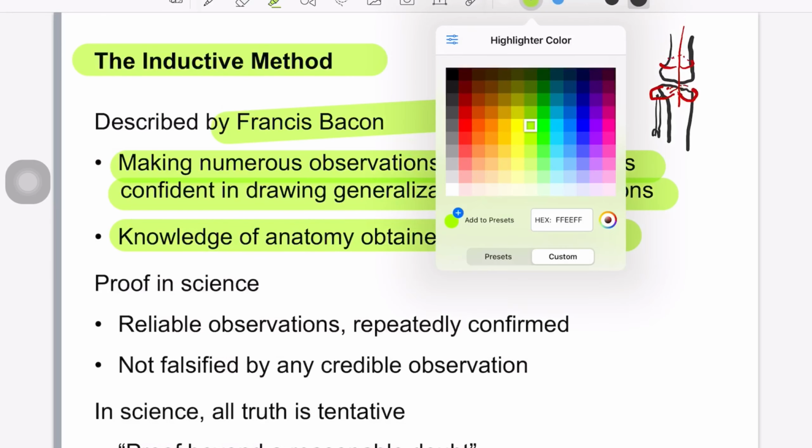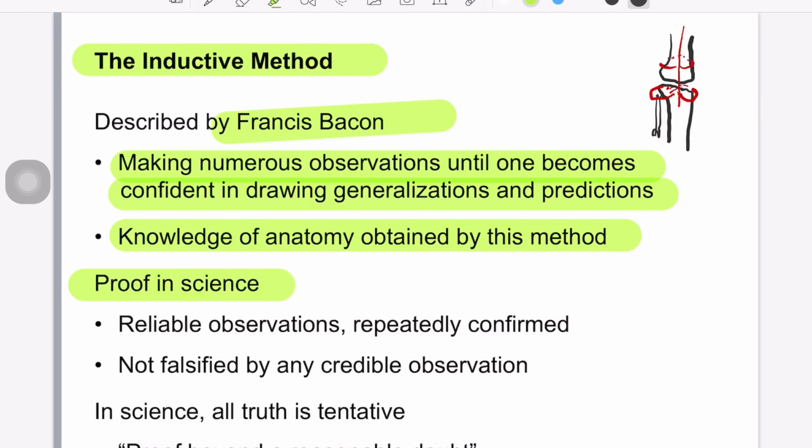So when we talk about proof in science, this is a hot point in science. It results from hopefully reliable observations that are repeatedly confirmed, and they're not falsified by any credible observation. So this is about looking at something over and over and over until you're pretty sure what it is.